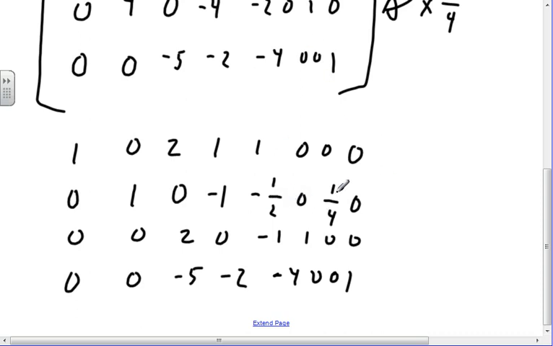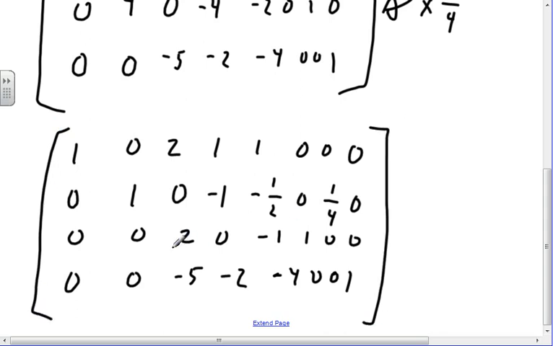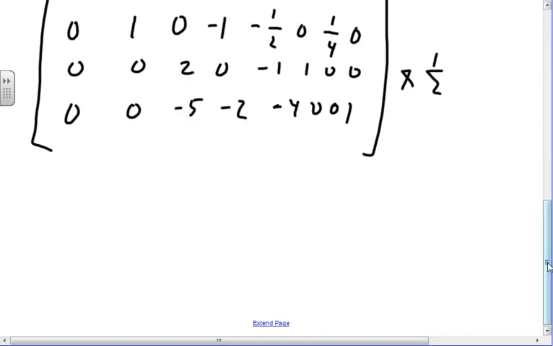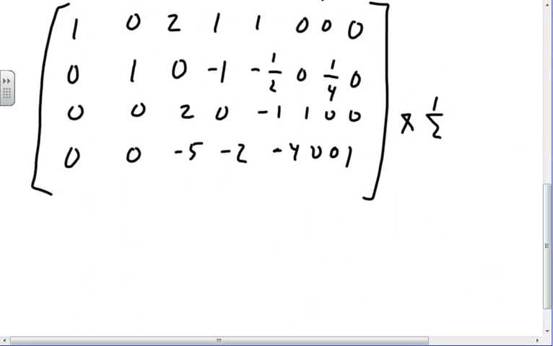Okay, so I like that. Now we want this guy to be a 1, so we're going to multiply times 1/2. Okay. Time to change color.